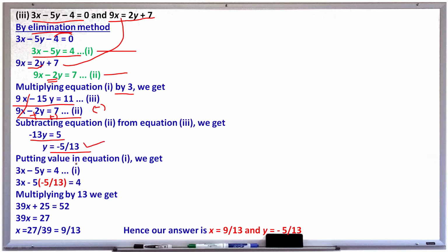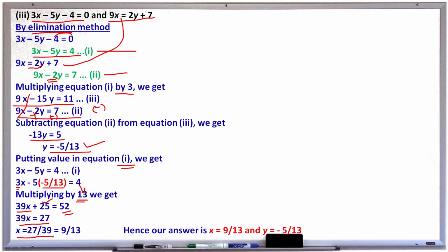Putting the value y is equal to minus 5 by 13 in equation number 1, instead of y you put minus 5 by 13. So you will get 3x minus 5 of minus 5 by 13 is equal to 4. Here the denominator is 13, so you multiply by 13, because when you multiply by 13, 13 and 13 will get cancelled. Here 13 into 3 will become 39x, and minus 5 into minus 5 is 25, is equal to, on the right hand side, 4 multiplied by 13 is 52. So 39x is equal to 27.